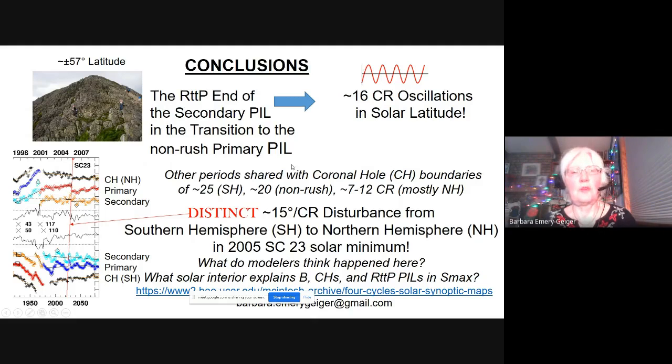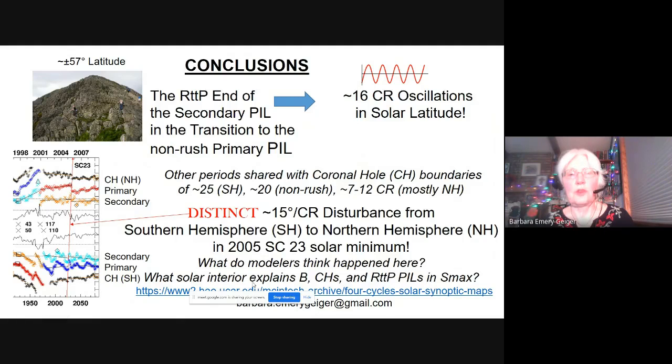We do have other periods which we share with the coronal hole boundaries. We have a 25 Carrington rotation, mostly southern hemisphere. We have a 20 Carrington rotation and the shorter Carrington rotations. We also see a distinct 15 degree per Carrington disturbance from the south to the north in 2005. And we would really like to know what happened here.